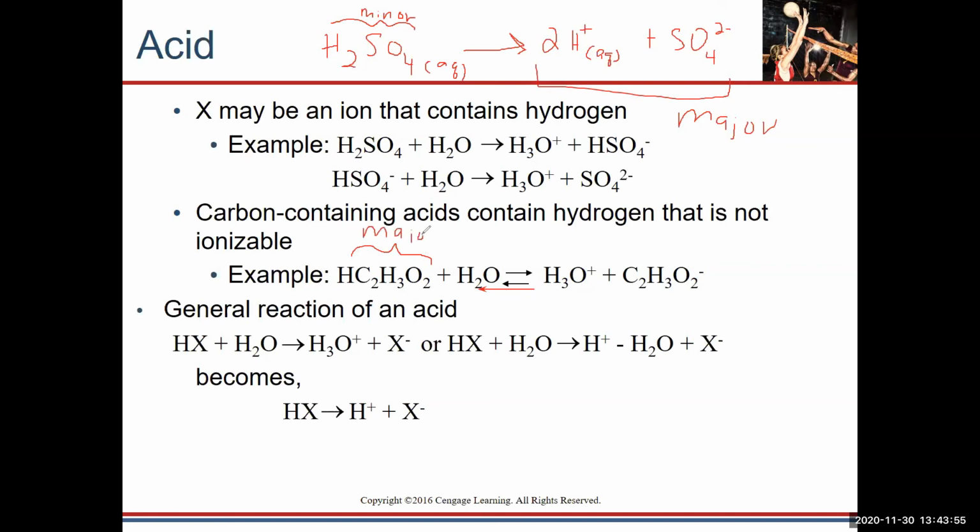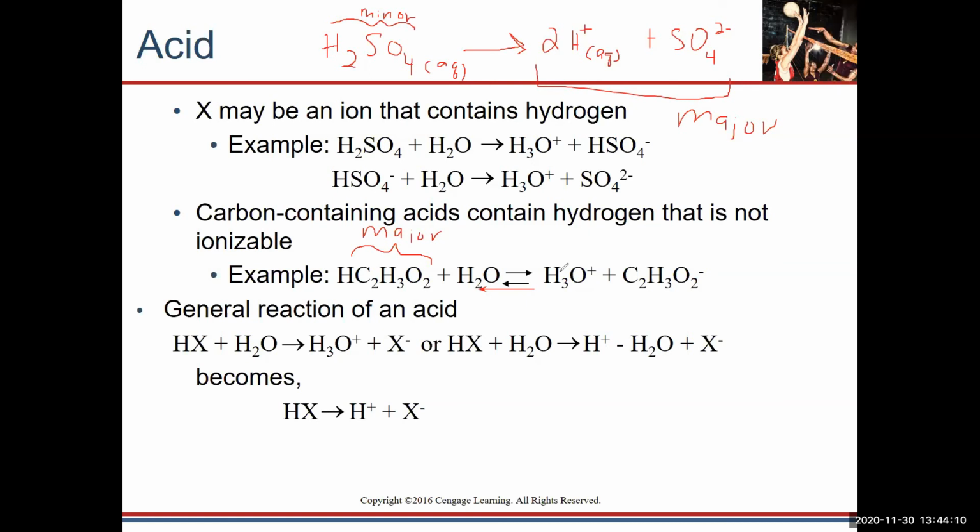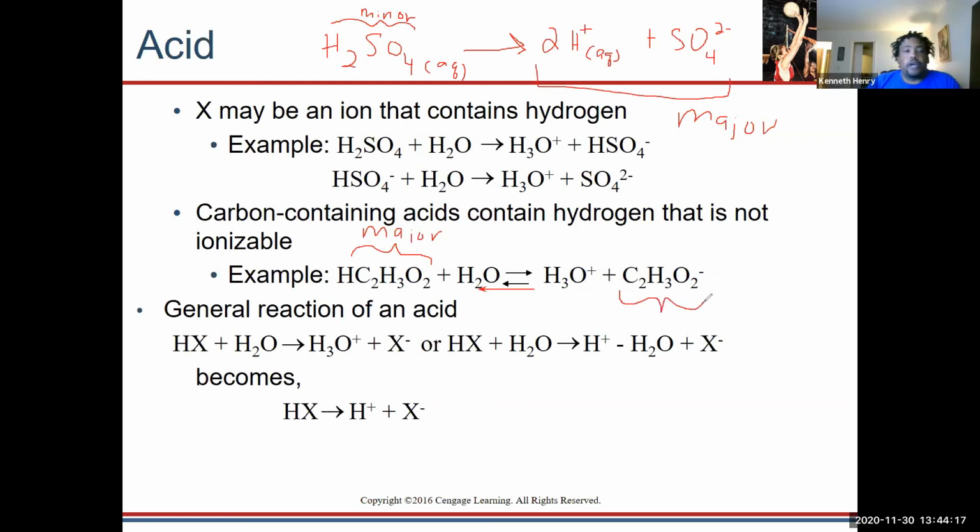Is there a way that you can tell if it's major or minor? Yeah. If you know if it's a strong acid or a weak acid. If it's a carbon acid, it's a weak acid. And I'm going to give you some examples of weak acids. And I'm also going to give you examples of strong acids. Are those the only markers that we need to look out for, or are there more? Those are the major markers.